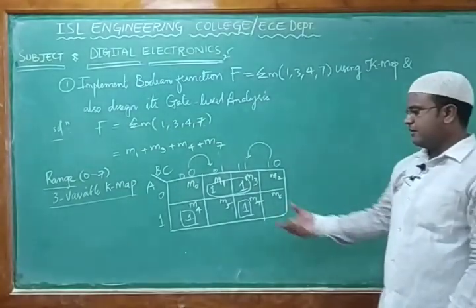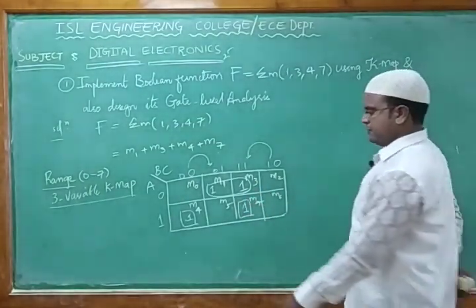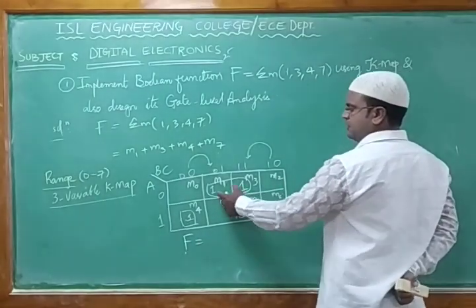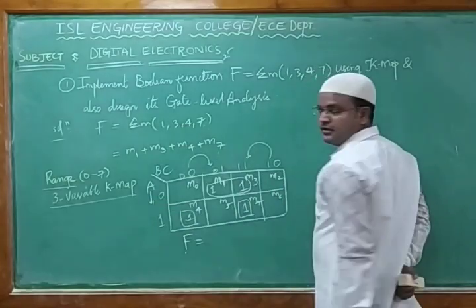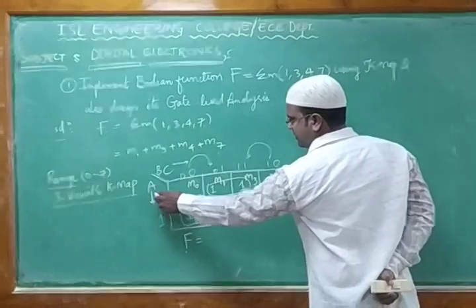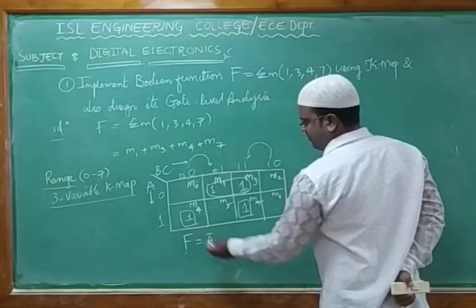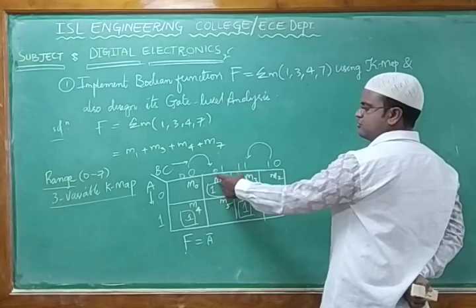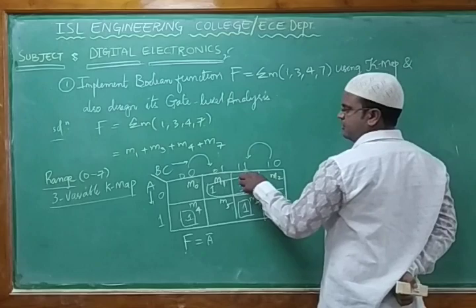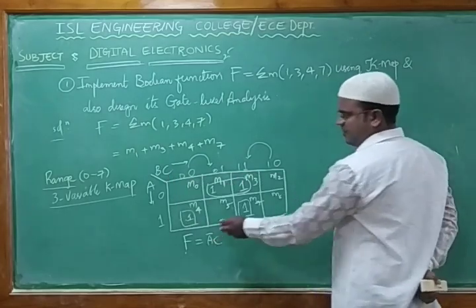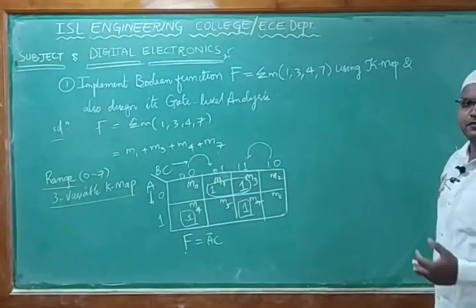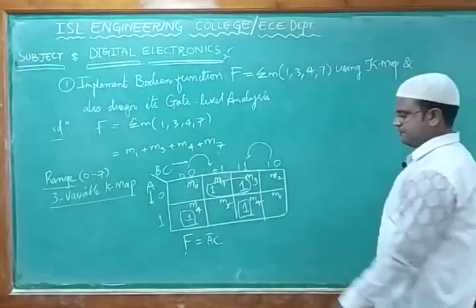So what is the value I can write for this particular function? I'll write f equals. By seeing these two, what is common in this? This is the A value, and the row represents B and C. In this, A is common. What is the A value? It's 0, so nothing but A complement. Likewise, in these two square boxes, what is common? This is 1, this is 1. This 1 is for C. So it is nothing but A bar C. These are varying, so we don't write that particular bit. Which is varying, we'll not write. Which is common, that bit we'll write.